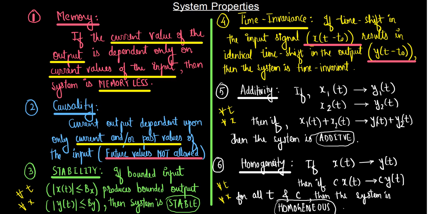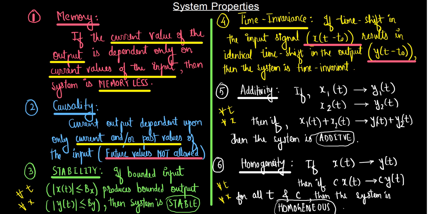We have seen the system that is time invariant. A system is said to be time invariant if it satisfies the following. If the input signal which is shifted results in the identical time shift in the output signal, then the system is said to be time invariant.